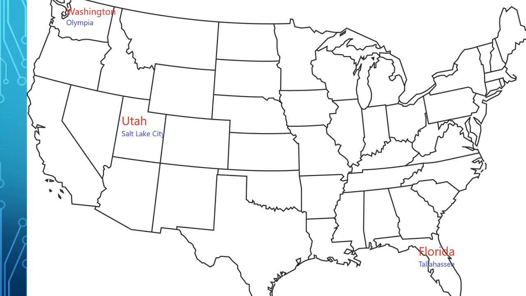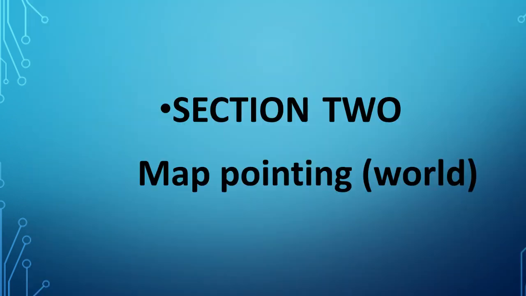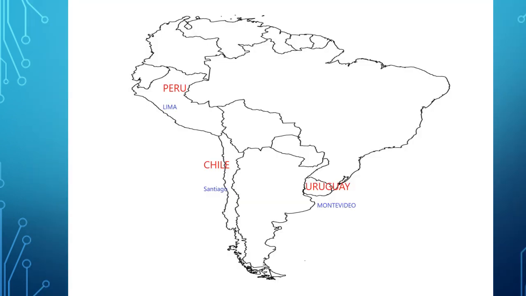In the next section, we'll do map pointing on world map. Now, in this video, we'll concentrate on South America, the continent of South America. So, three countries are shown. They are Peru with the capital Lima, Chile with the capital Santiago, Uruguay with capital Montevideo. So for today, we have these three countries. Please try to remember the locations of the three countries and the capitals.